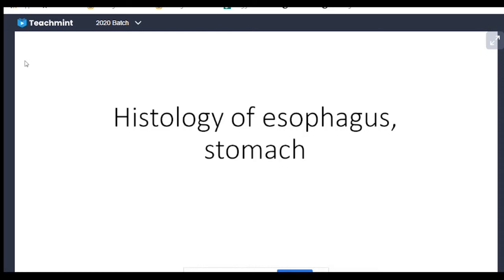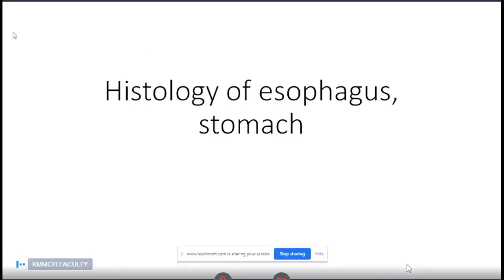We are just seeing the histology of esophagus and stomach. So before this lecture, you have just finished the histology of the small intestine. Have you finished it? Last lecture of histology.